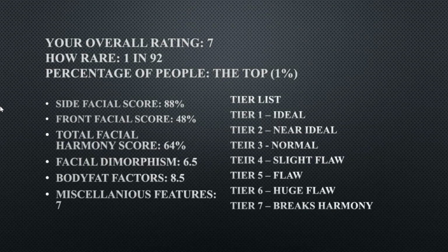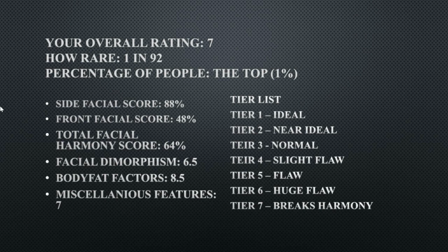So let's see what Kim Kardashian's facial score is. Her overall rating is a 7. How rare is that? That's 1 in 92 people. The percentage of people is a top 1%. Side facial score is an 88%. Front facial score is a 48%. Her total facial harmony score is a 64%.